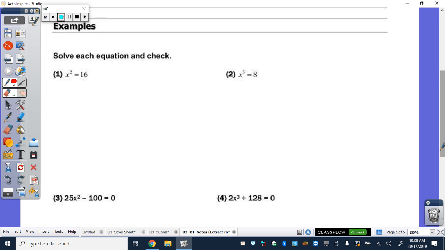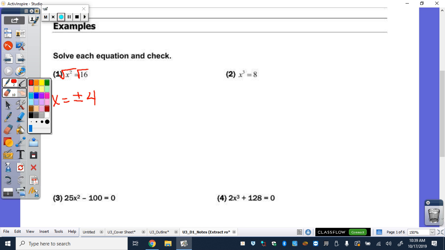So if we look at our examples, number 1 is already set up perfectly for us. We have x squared equals 16. So our x squared is by itself. In order to get that down to simply an x, I'm going to take the square root of both sides, because if you remember from last unit, squaring and square roots are opposites. So we get x equals plus or minus 4. This time the radical sign was not already there. We introduced it to solve. That's why we have to have the plus minus sign there.